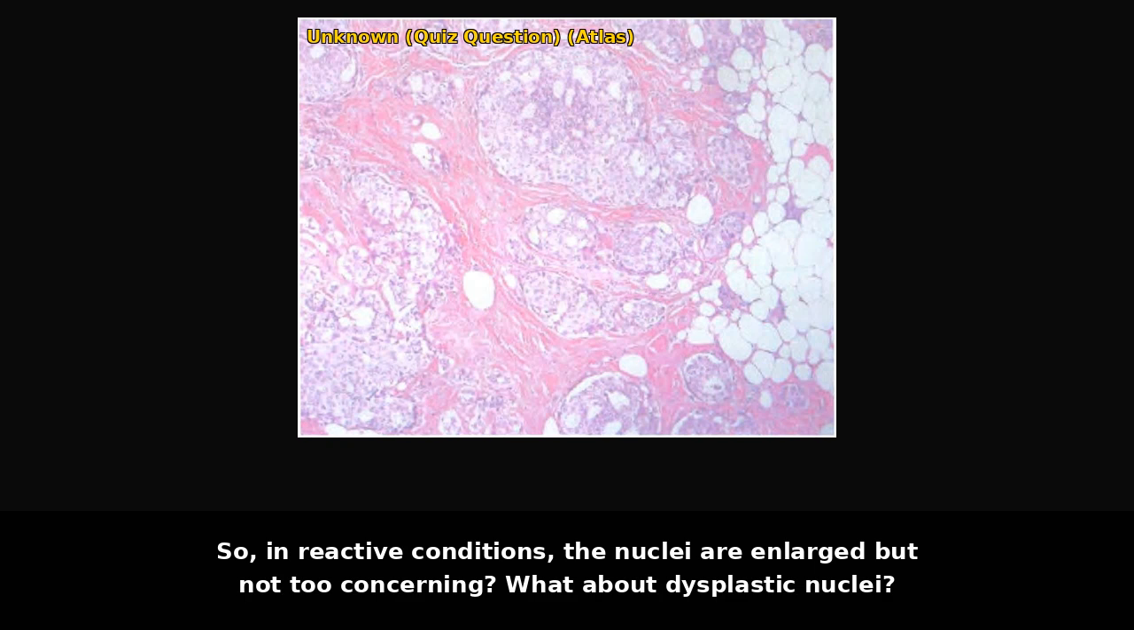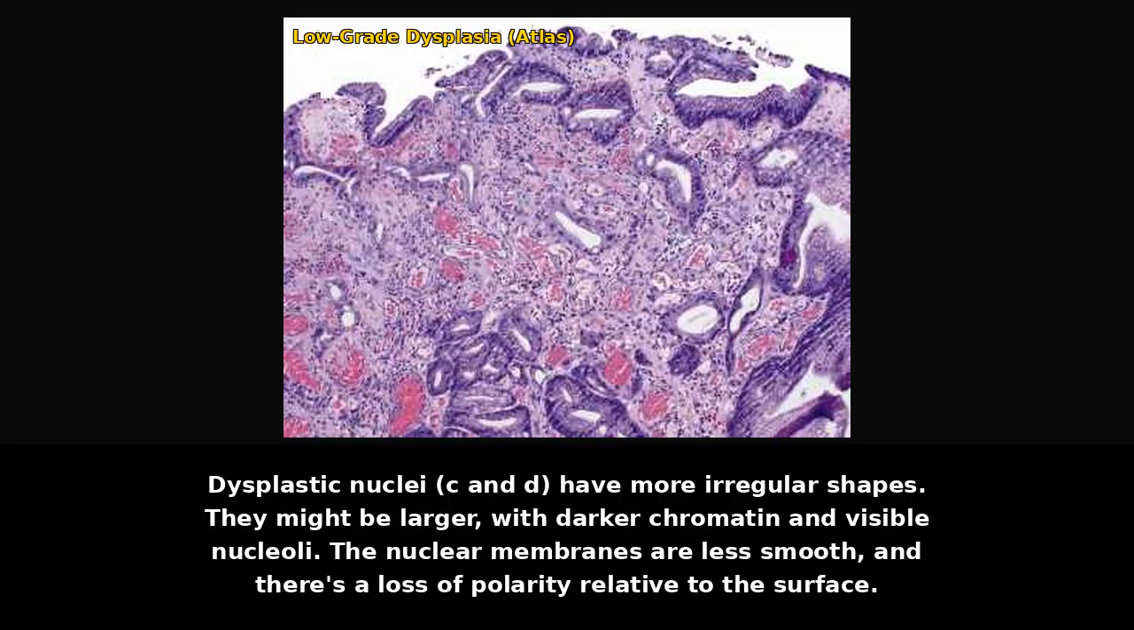And what about dysplastic nuclei? Dysplastic nuclei C and D have more irregular shapes. They might be larger with darker chromatin and visible nucleoli. The nuclear membranes are less smooth and there's a loss of polarity relative to the surface.